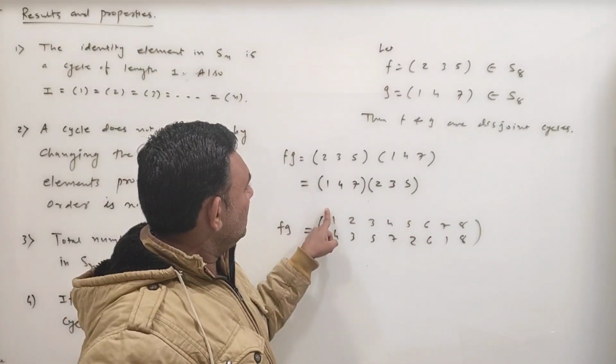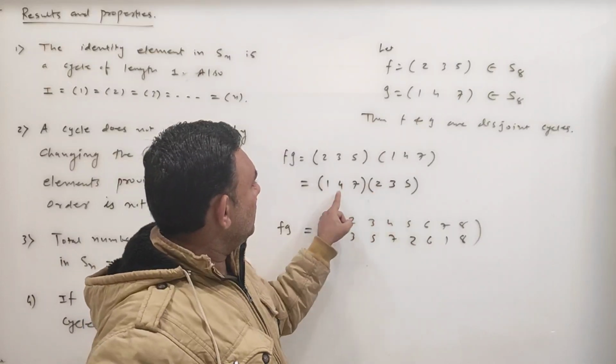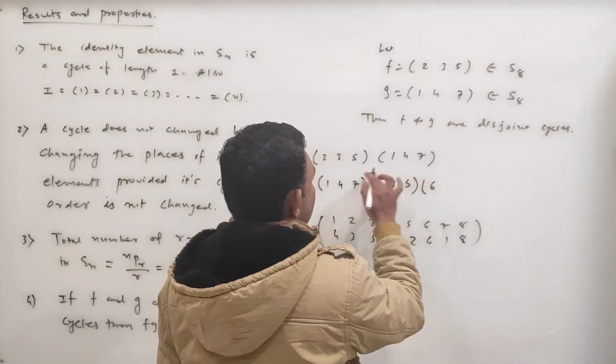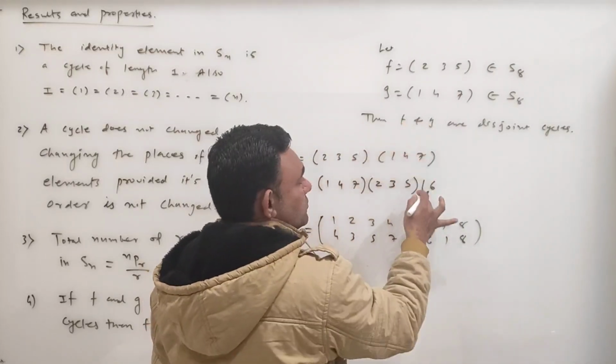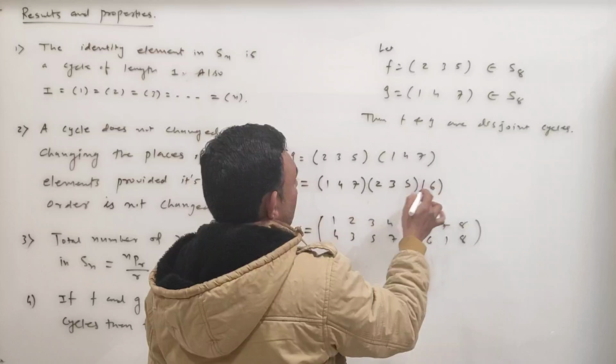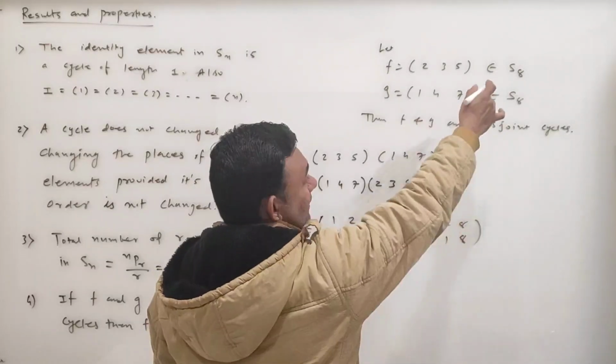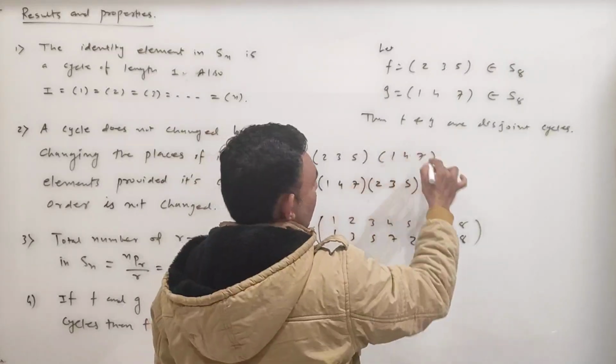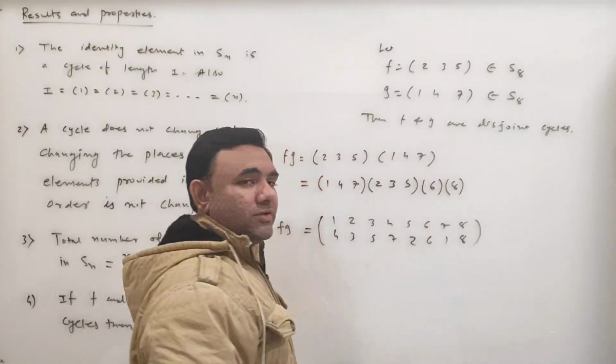So it will be what? 1, 2, 3, 4, 5, 6 is not there, right? So you start with 6. 6 goes to 6. So stop. Now the remaining next object, we are working in S8, so 8 is missing now. So 8 goes to 8.